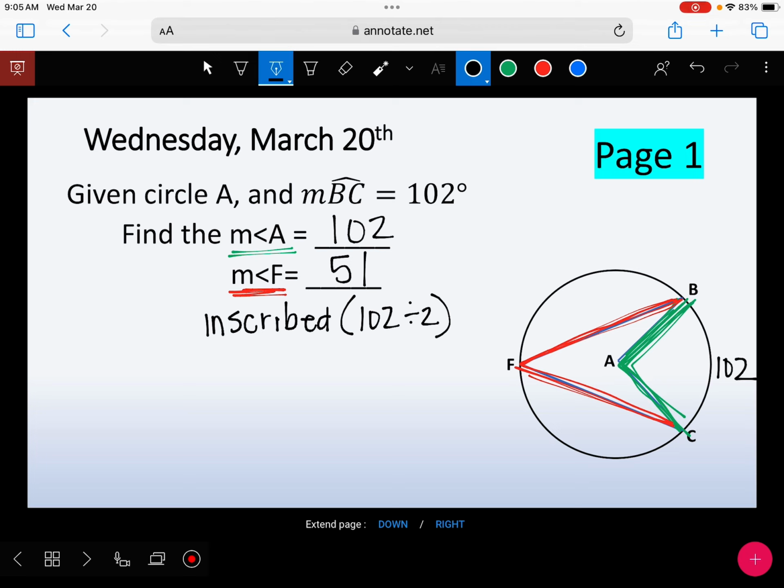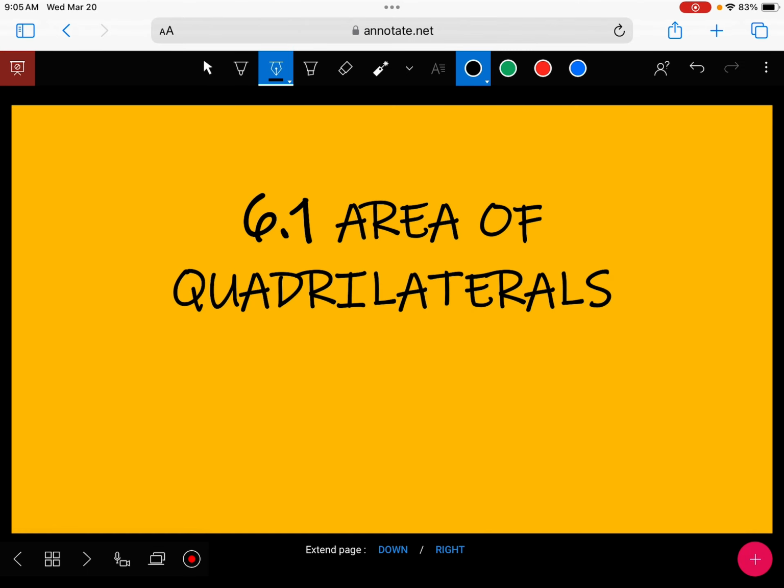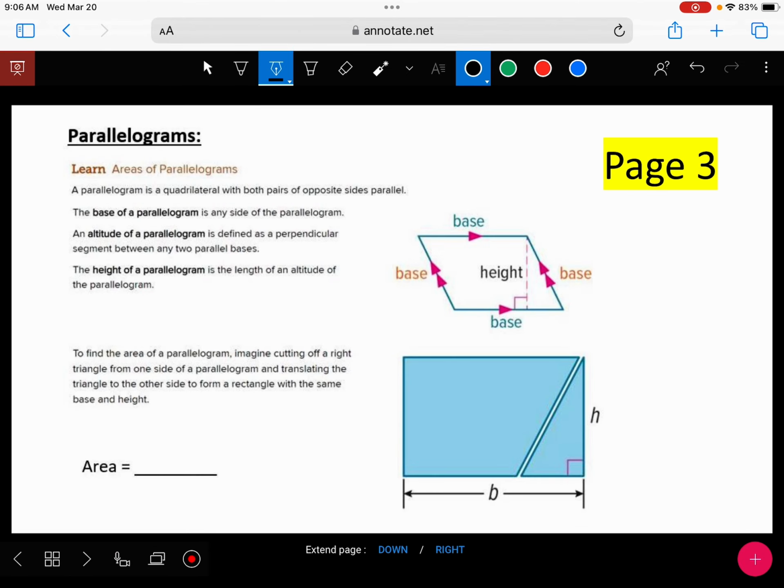So this unit is all about area. If you look at the cover page, we're talking about area of quadrilaterals and area of circles. So let's start with quadrilaterals. So 6.1 area of quadrilaterals. Go to page 3 in your note packet.